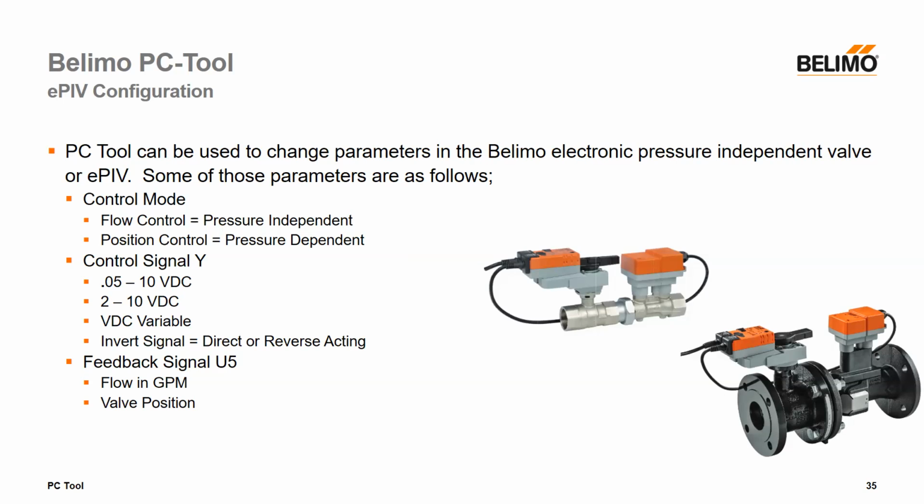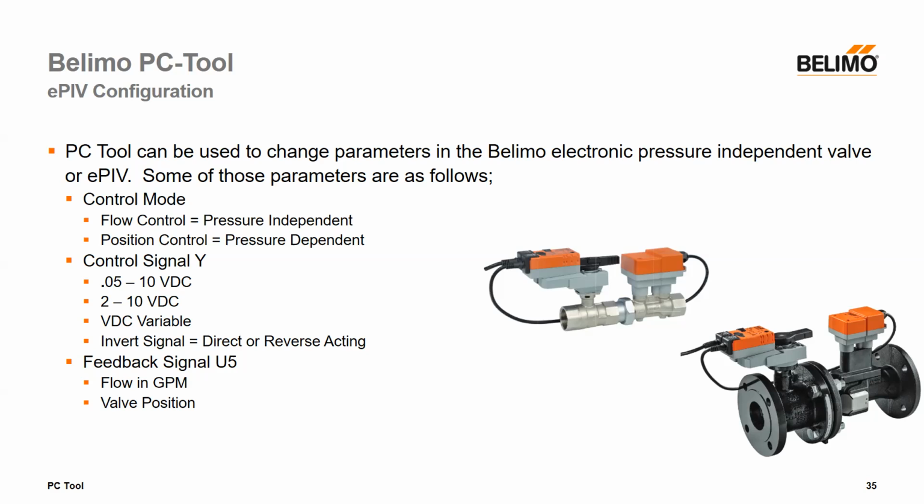One of the more common places PC Tool is used is with our electronic pressure independent valves, or the EPIVs. So y'all may be familiar with this product. It's been around since the mid-2000s, and it's a really flexible product. There was a time when you would look at the Belimo catalog and there would be pages and pages of EPIVs with different maximum flow settings. Nowadays, there's one EPIV for every body size except for the 2-inch valve. There's going to be 2 of those. One EPIV with a maximum flow of 76.1 GPM, another EPIV with a maximum flow of 100 GPM.